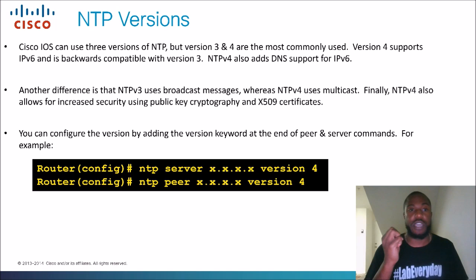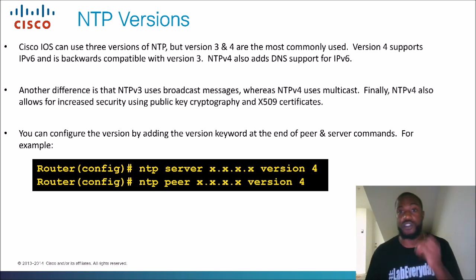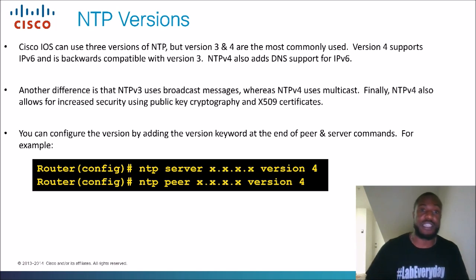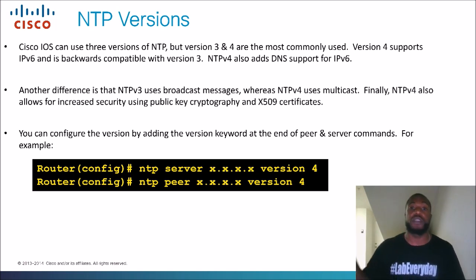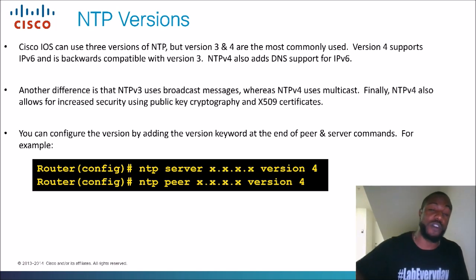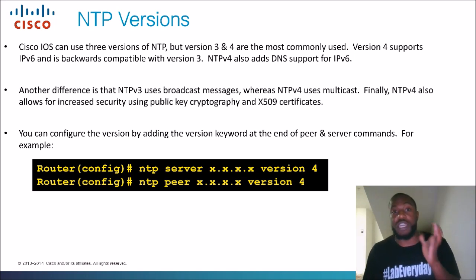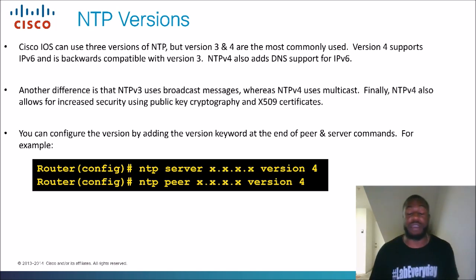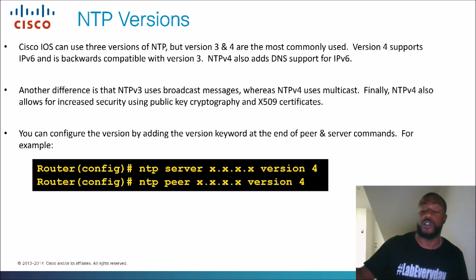So in Cisco IOS, you can use three versions of NTP, but version 3 or version 4 are the most commonly used. Version 4 supports IPv6 and is backward compatible with version 3. NTP 4 also has DNS support for IPv6. NTP version 3 uses broadcast messages, whereas NTP 4 uses multicast. NTP 4 also does public key cryptography, so you can encrypt your keys, basically encrypt your NTP broadcast. Remember now, you can hack a network via NTP.